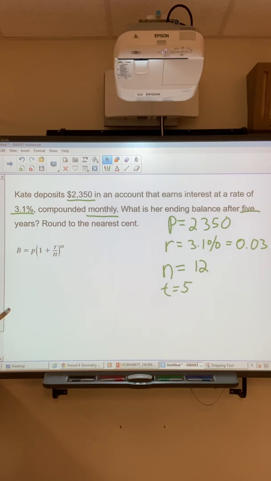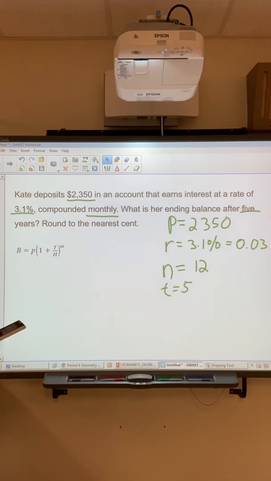Oh, I made a mistake. Now the reason, again with the division. Maybe my division button is a little off. The reason I know this is wrong, I got an answer of 14,000. Well, if you start with 2,000, you're not going to have 14,000 with interest. You may have a little more than that, but not that much more.